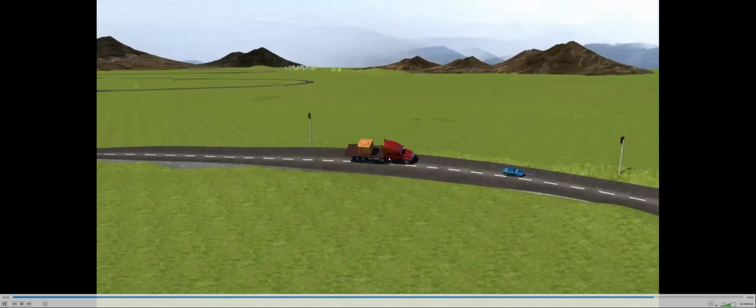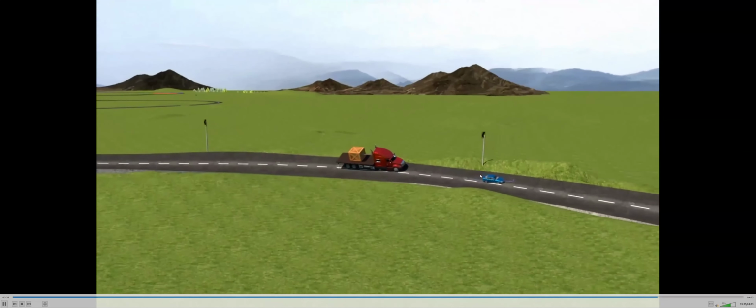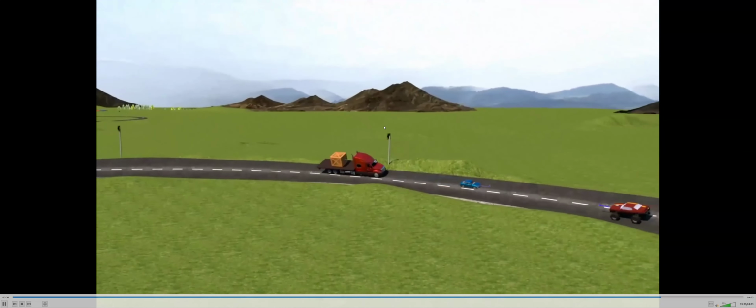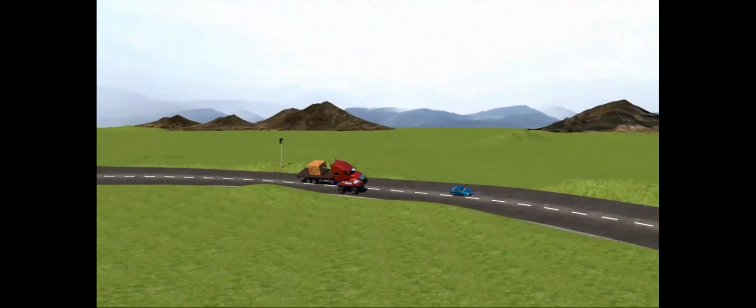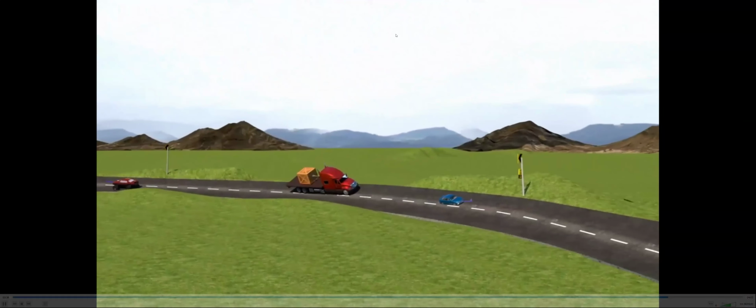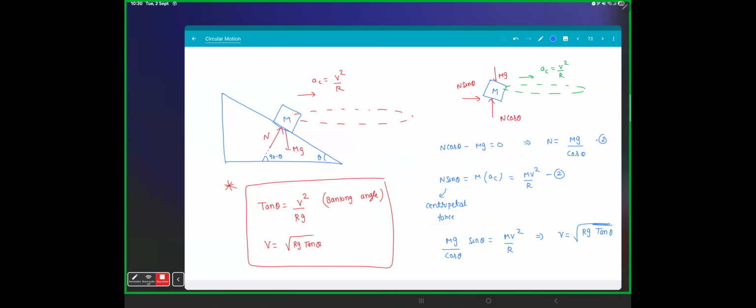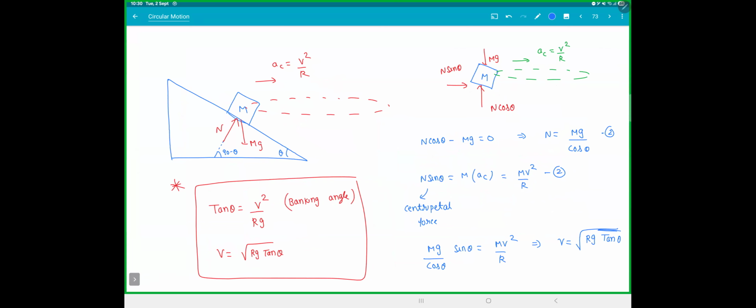When you go with this speed, it doesn't matter whether it's a truck, a lorry or a cycle, it works. It does not depend on the mass of the object. Summary. Is that making sense? What do you mean by slipping? So this is your banking speed or the banking angle. As long as you go with this speed, you're safe. This is without friction. What if you have friction?